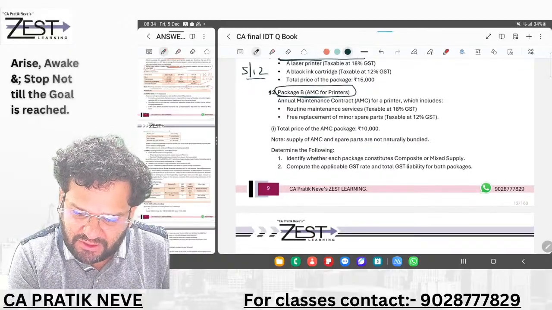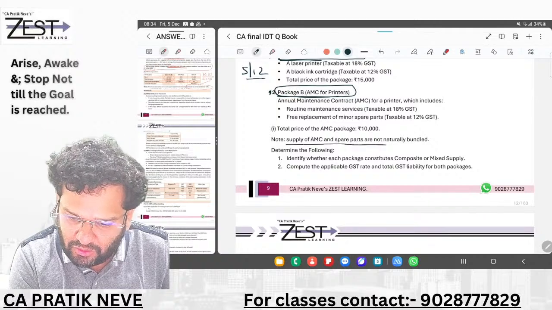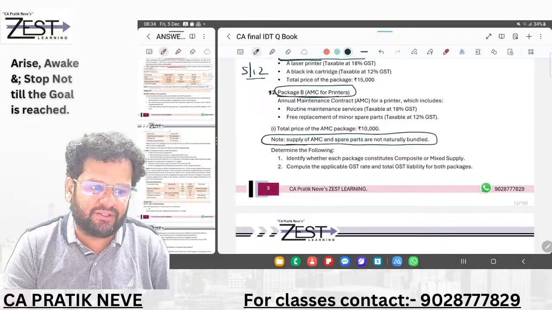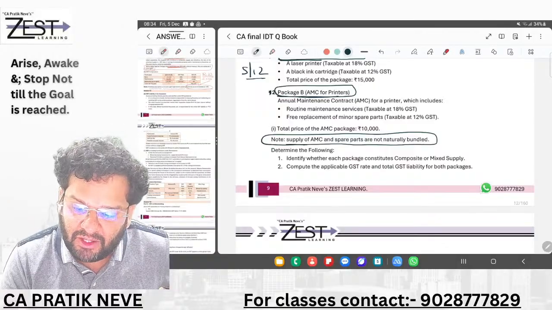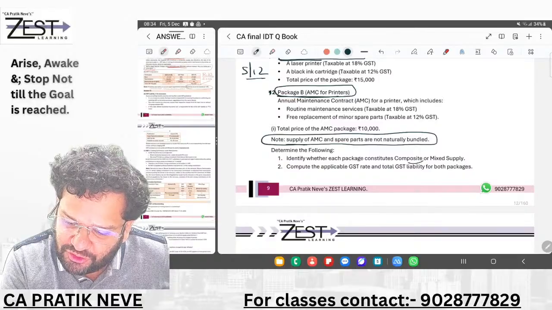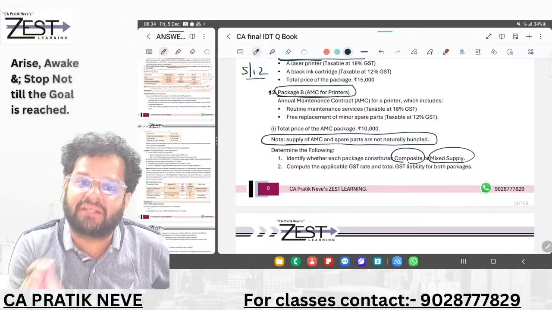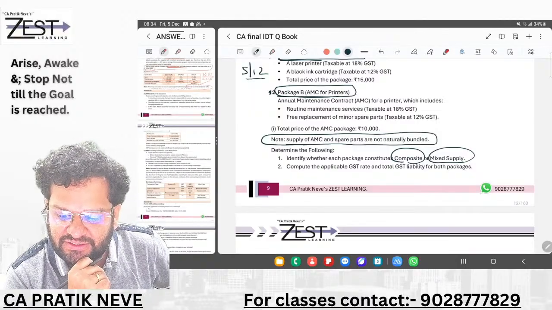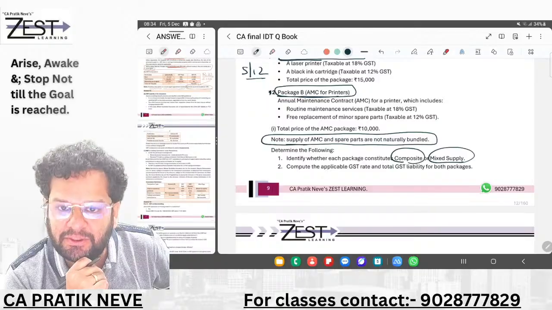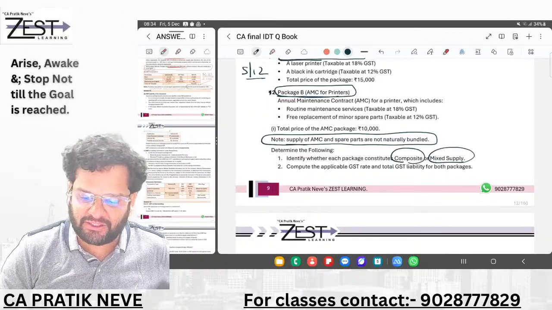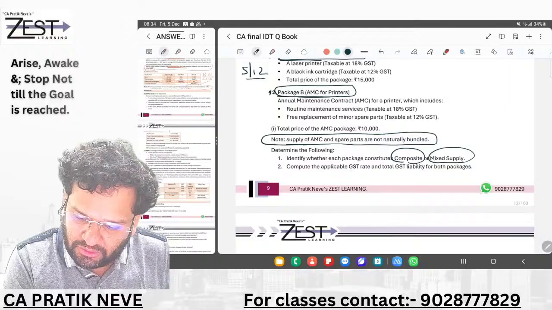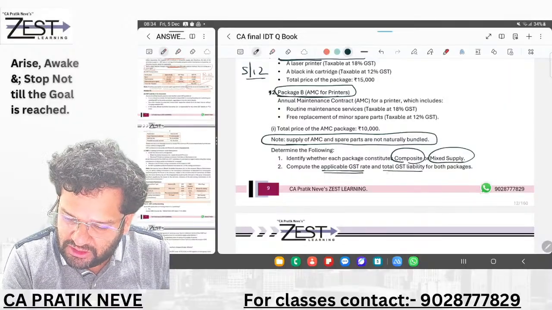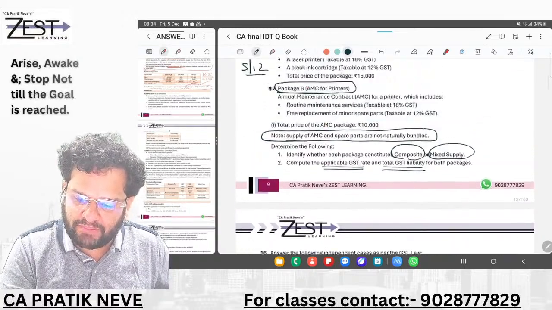Supply of AMC and spare parts are not naturally bundled. Okay, remember this. Annual maintenance contract and spare parts are not naturally bundled. Remember that. You have to identify whether each package constitutes composite supply or mixed supply. Compute the applicable GST rate and total GST liability for both packages.